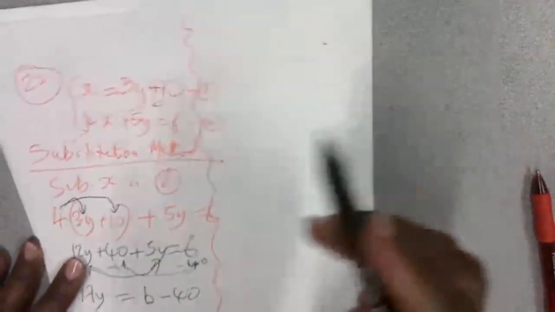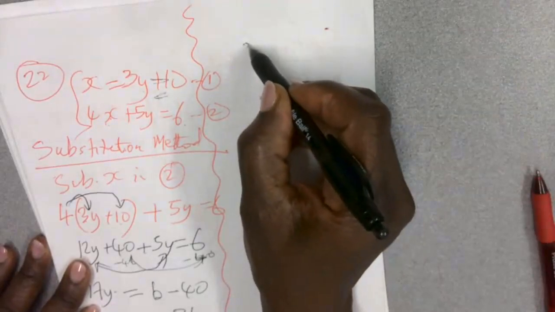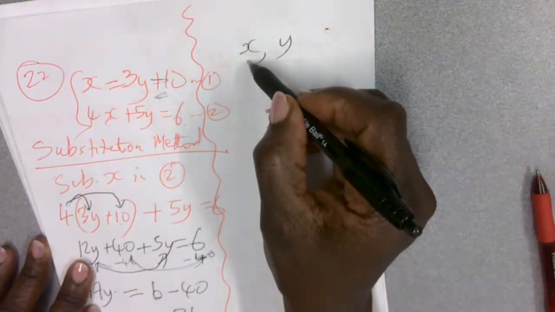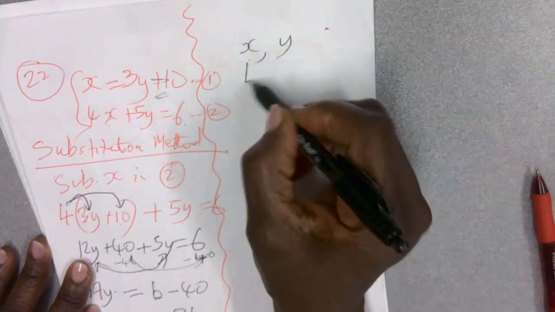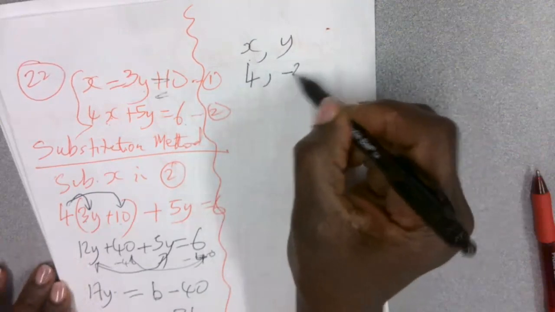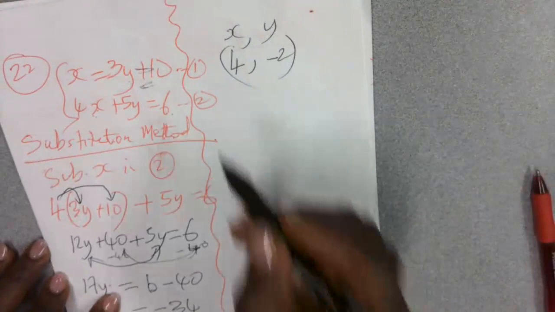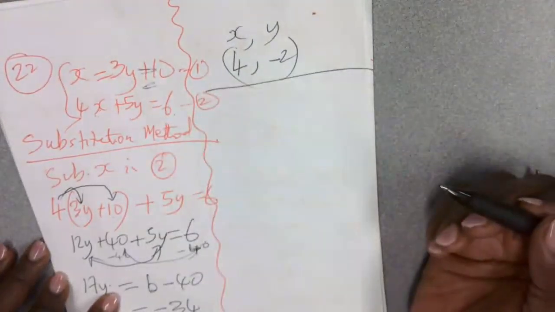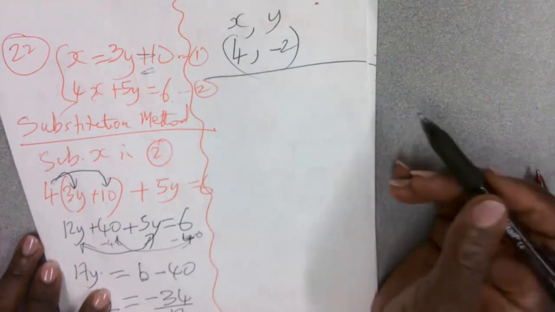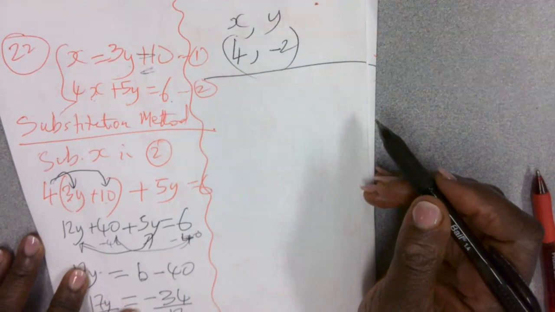Therefore, the two equations intersect each other at the point x, y. Notice that the first coordinate is x. So I have 4, comma, negative 2, at the point (4, -2). So we solved the equation by substitution method. Let's quickly solve the equation by graphical method. Let's solve the same equation by graphical method.